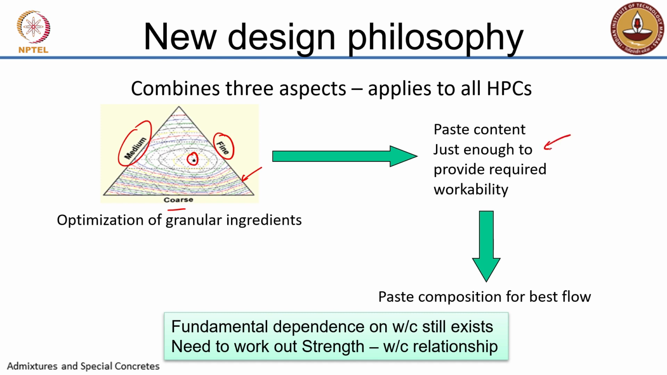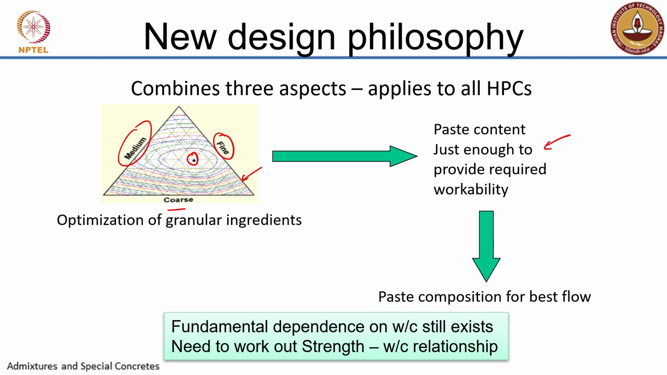Now again, this is stemming from the fact that we want to maximize the aggregate in concrete. Why do we want to do that? Because aggregates are not providing strength in concrete. Please remember that. Strength is obtained from the binding ability of the cement paste. It is not from the aggregate.